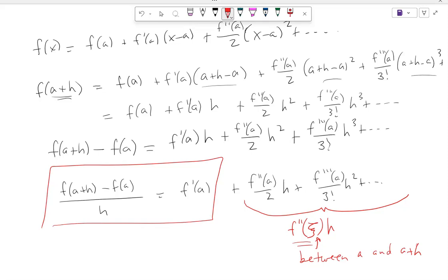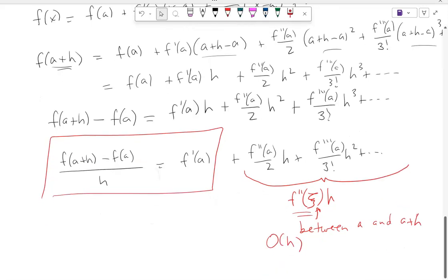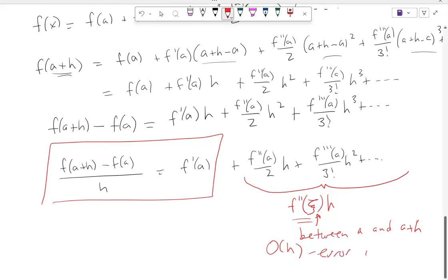So the error depends on what that h is. Since it's h to the first power, if you've seen some of this in computer science, this is called on the order of h. You might call this O of h. That's talking about the error. So all this means is that the error is on the order of h. Okay. Since it's to the first power, we call this a first order approximation. That's all we need.